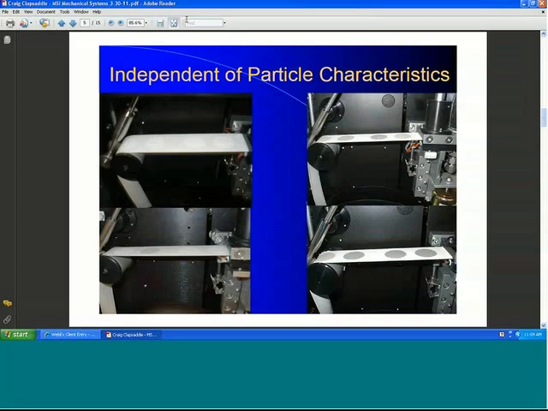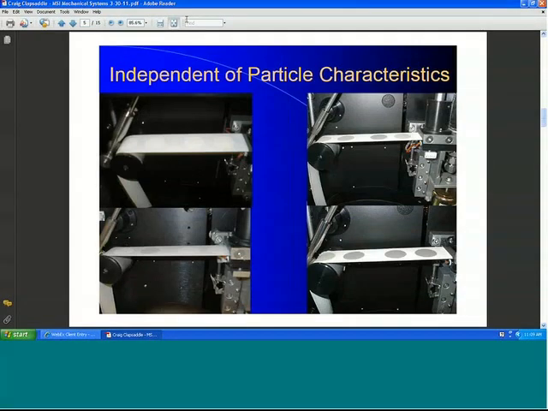I mentioned that the beta gauging is independent of particle characteristics, and what I'm showing you here are 4 pictures of the various types of particles that we collect at the different installations that we have around the country. Some of the sources generate a white particulate, as you can see in the upper left-hand picture. All the spots come out nice and white. If you look at the upper right-hand picture, that source is generating all gray particles. Some of them change color a little bit, as you can see from that slide.